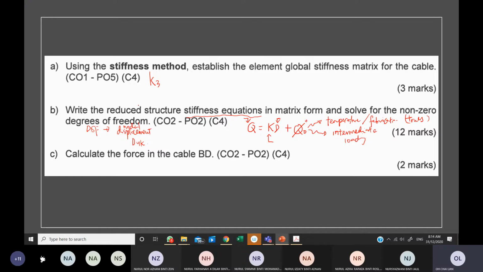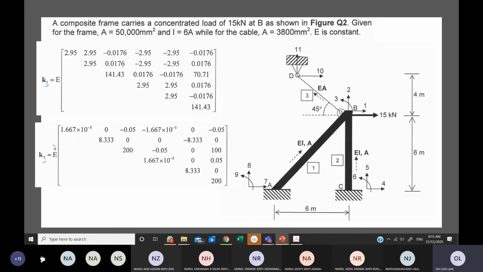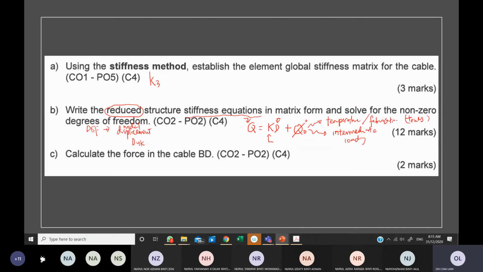But if you can see, write the reduced. Reduced here means that the K is not complete. If you can see in this problem, the DOF we have are 1, 2, 3, 4, 5, 6, 7, 8, 9, 10, and 11. So the total DOF in this structure is 11. That means if it is a complete structure stiffness matrix, the size of the matrix is 11 times 11.